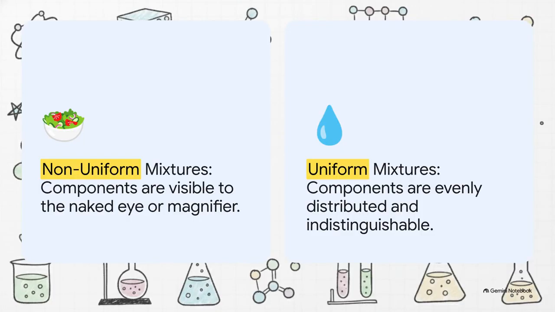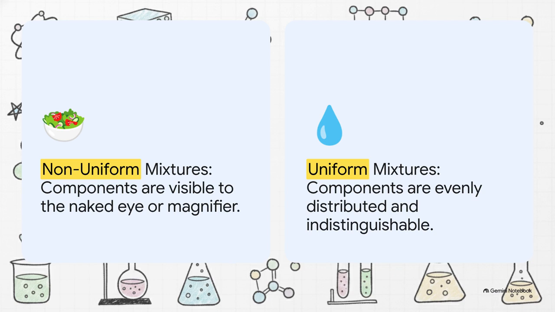So, the crucial point here is categorizing these mixtures into two specific types based on how they actually look. On one hand, we have non-uniform mixtures, like our salad or sand mixed with water, where the different components are completely visible to the naked eye, or maybe with a magnifying glass. But on the flip side, we have uniform mixtures. Think of sugar entirely dissolved in a glass of water. The sugar particles are evenly distributed and completely hidden from view, literally invisible even if you look under a microscope. The entire mixture appears the exact same throughout.